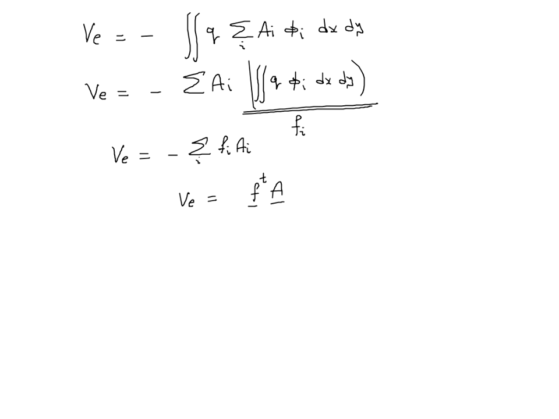Yeah? With a minus sign. Where A is a vector of unknowns and F is a vector of constants that we find by integration, and the formula is simply that Fi is integration over the plate domain Q, which is a function of x and y, times our assumed functions phi i of x, y, dx, dy. And the interpretation is very simple. Fi is the work done by the pressure on the shape function phi. Yeah, it's very simple.